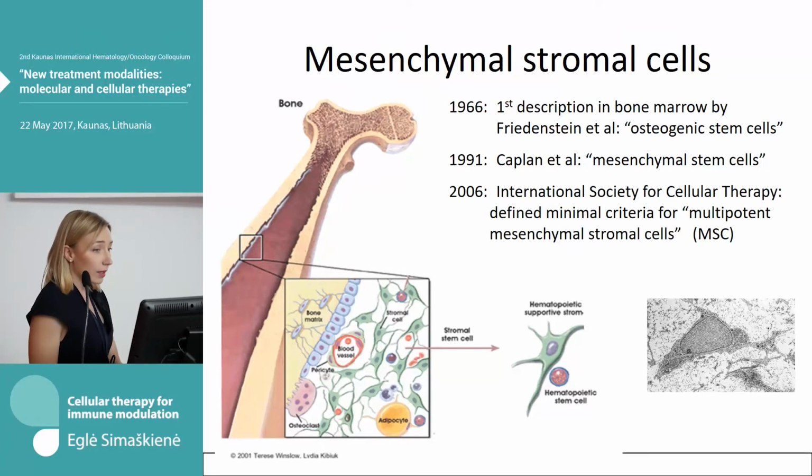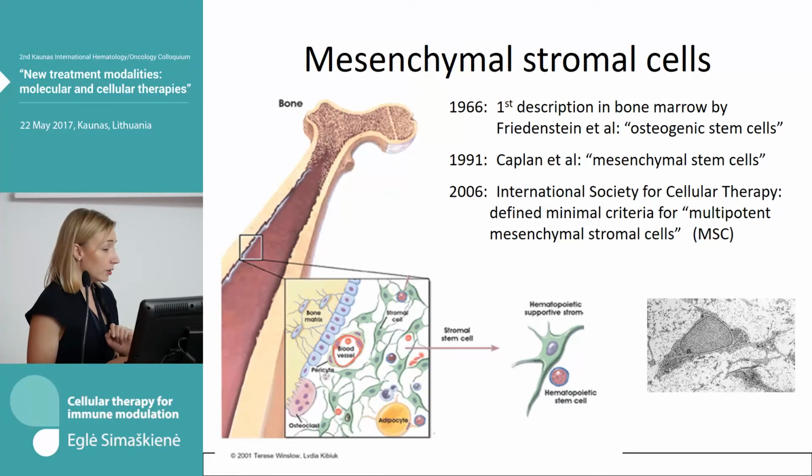The first mention of these cells was in 1966 by Friedenstein et al. And they called these cells osteogenetic stem cells. What they did at that time was isolate and culture these cells, and they found that these cells could form ectopic bone. So they called them osteogenetic stem cells.